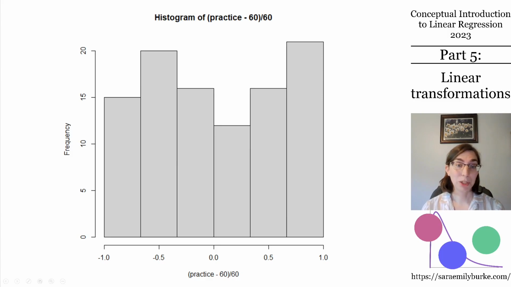It will be the same, because we haven't changed the units of the variable. We haven't multiplied or divided it by anything. 1 unit is still 1 hour.